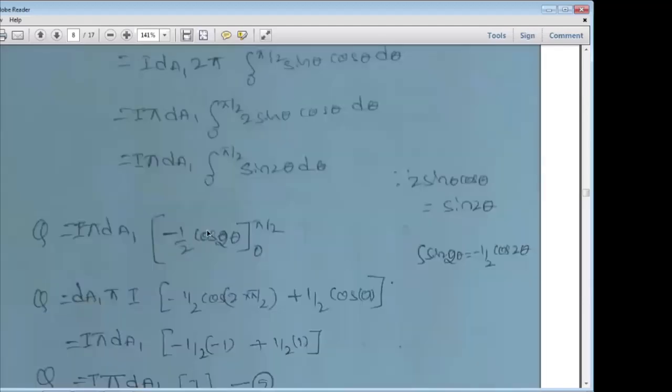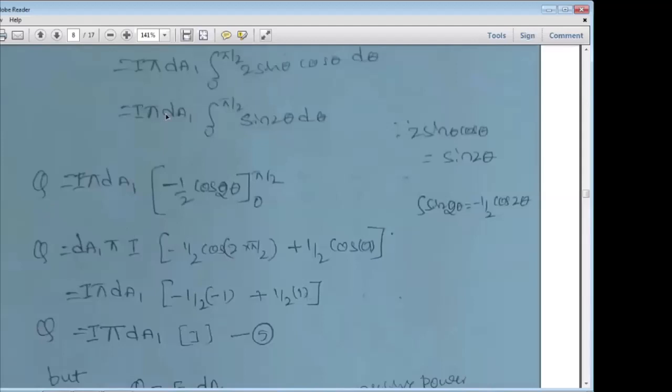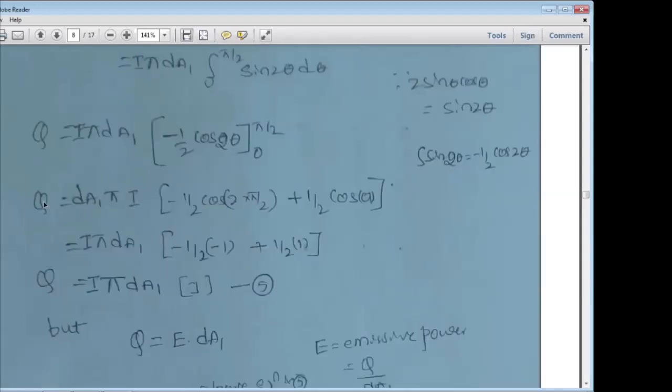Q is equal to I pi dA1 times minus 1 upon 2 cos 2 theta from 0 to pi by 2. The 2 is in the denominator. For your clarification, 2 sine theta cos theta is equal to sine 2 theta, and the integration of sine 2 theta is equal to minus 1 upon 2 cos 2 theta. Simplified, Q is equal to dA1 pi I, and you have to take the limits inside.